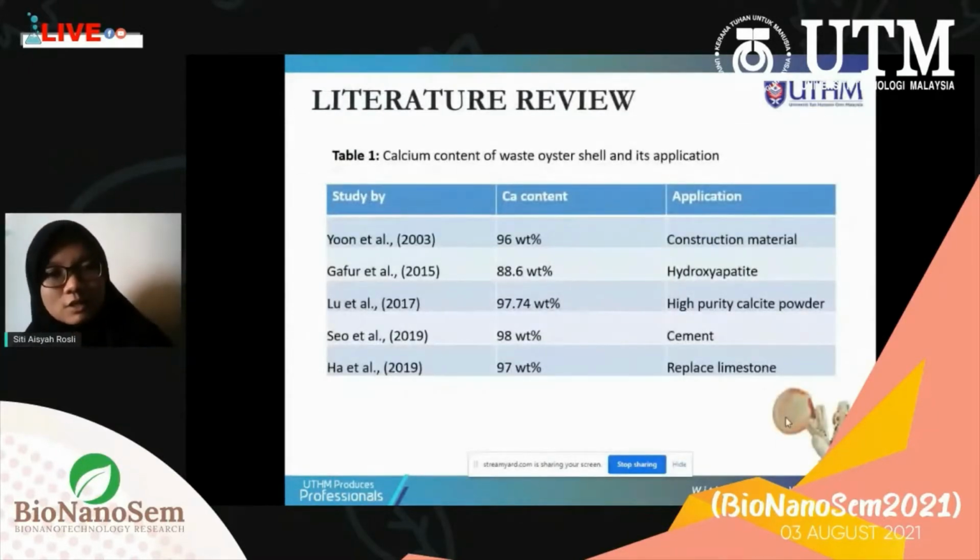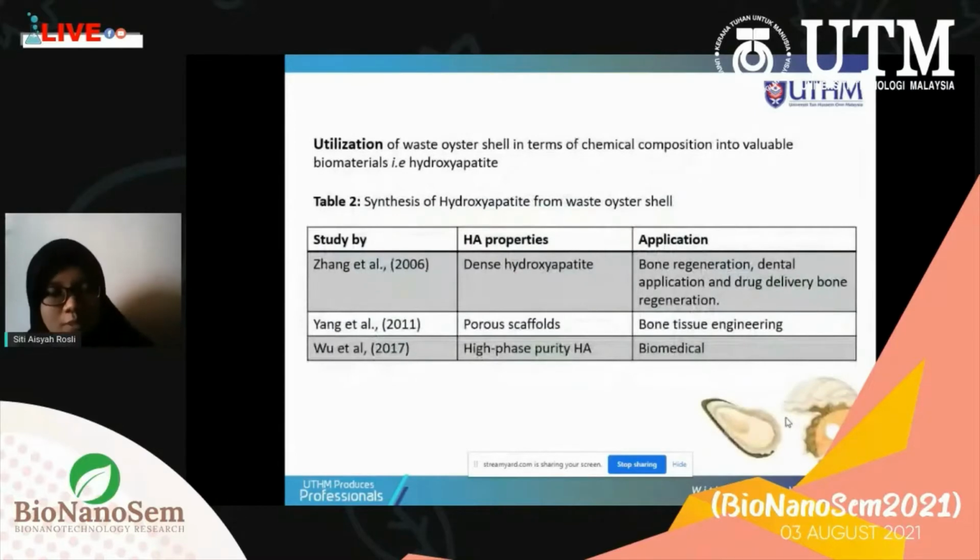Waste oyster shell is one of the waste materials that contain high calcium carbonate, more than 90%. And the calcium content in waste oyster shell can be used in construction material, hydroxyapatite, high purity calcite powder, cement, and to replace limestone. And the study is reviewed by Yun, Gafur, Lu, So, and Ha. Oyster shell also can be used to synthesize hydroxyapatite, and hydroxyapatite will be used in the biomedical field. And this is proved by three studies here.